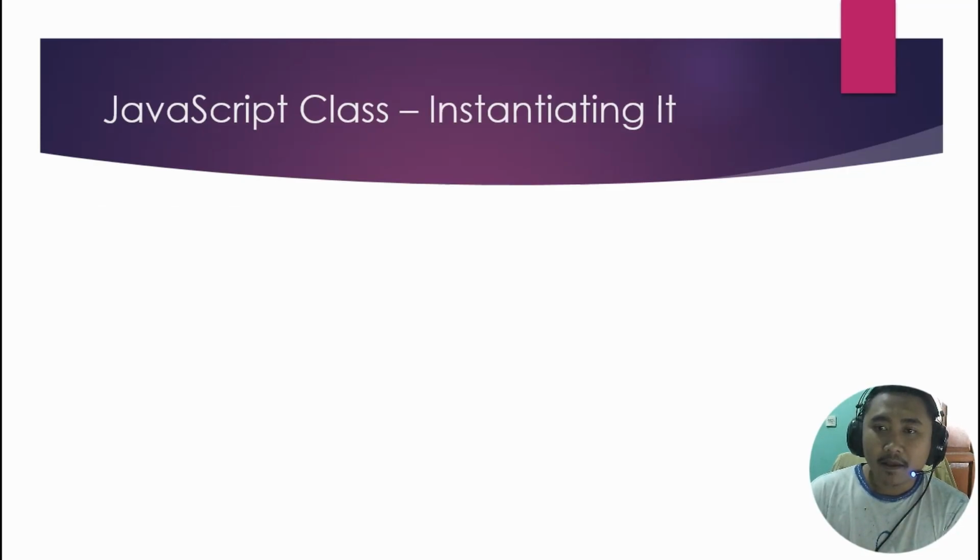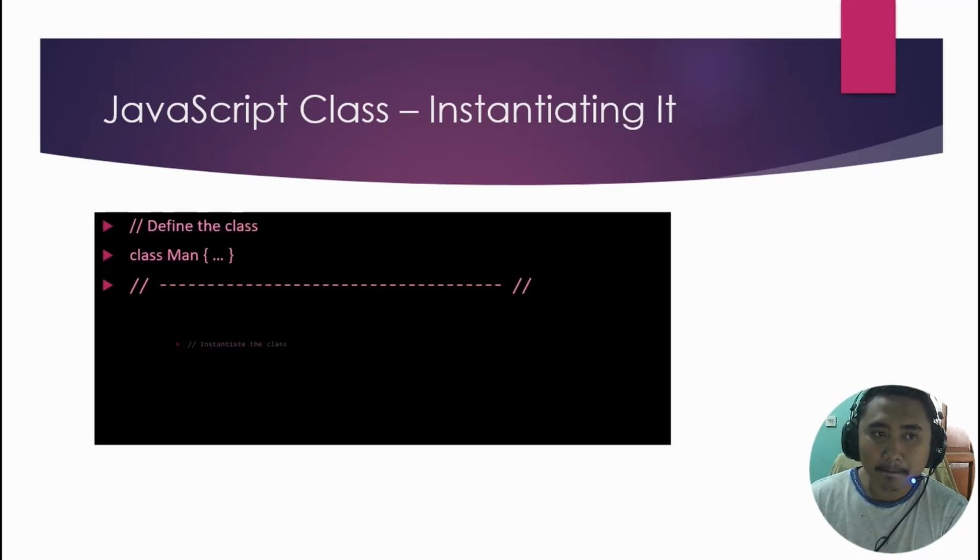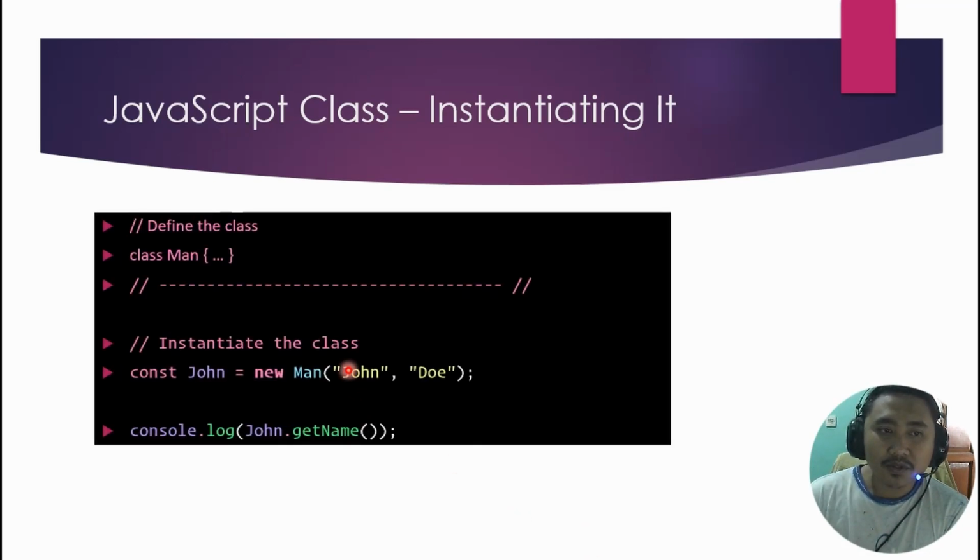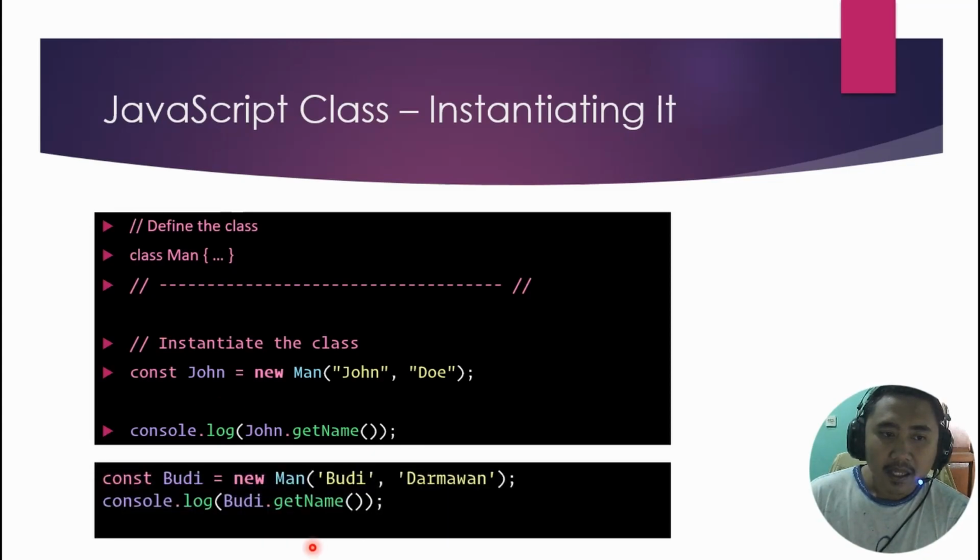Okay, previously we have defined our class as our blueprint of Man. Now, to use our blueprint of Man, let's instantiate it by using the new statement. By using the new statement, we can create multiple instances of it. Not only John, we can create 100 Man variables by calling our Man class.